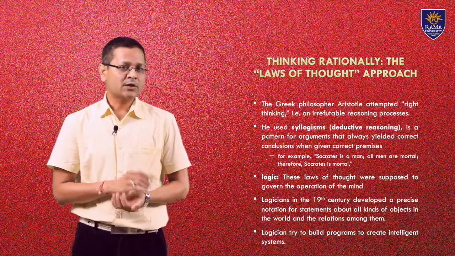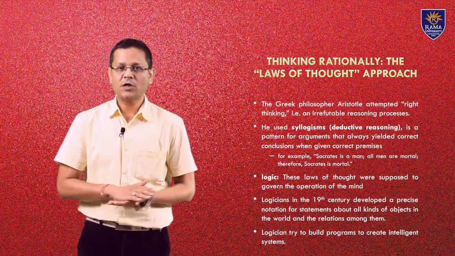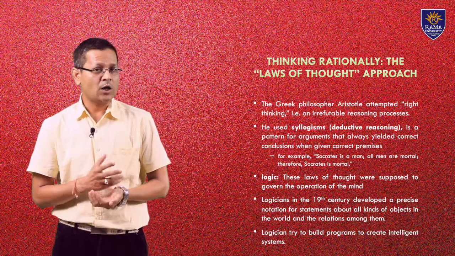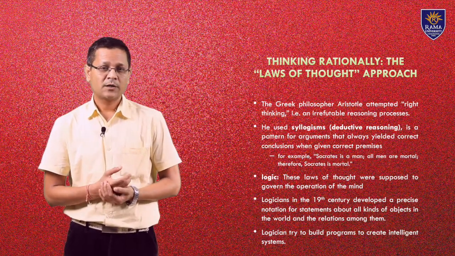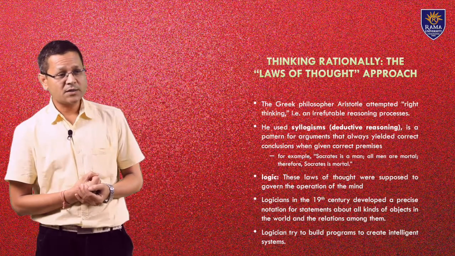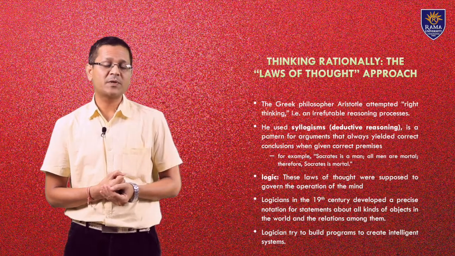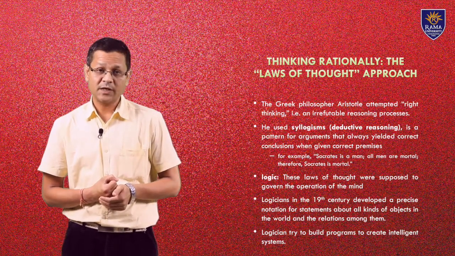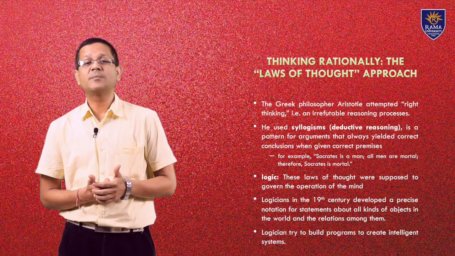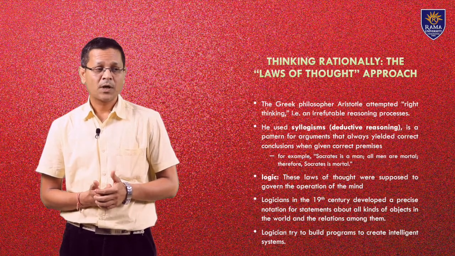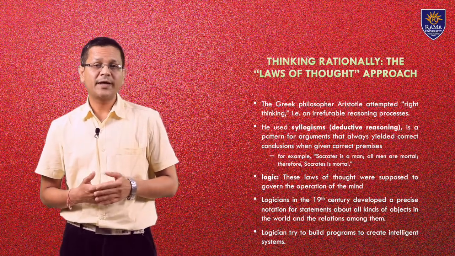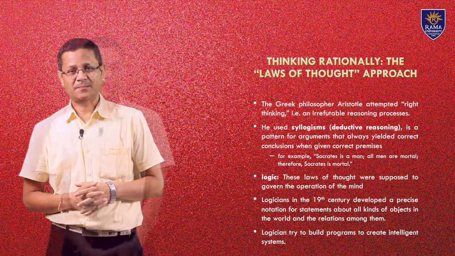So Aristotle gave the foundation of logic. Logic is actually a law of thought that is supposed to govern our mind. So logicians in the 18th century developed a precise notation of statements about kinds of objects in the world and the relationships among them. And then logicians tried to build a program to create an intelligent system.